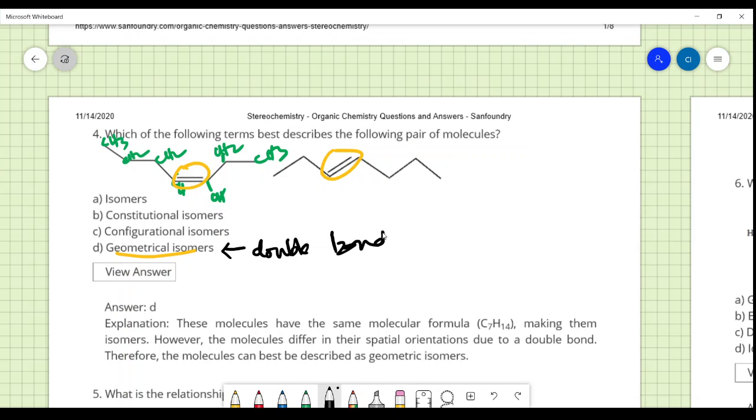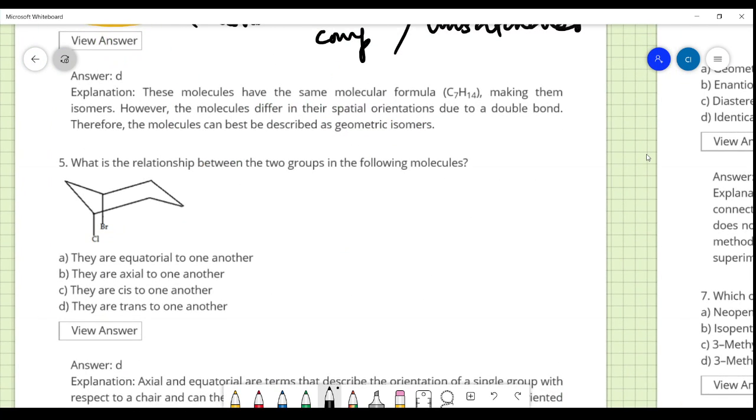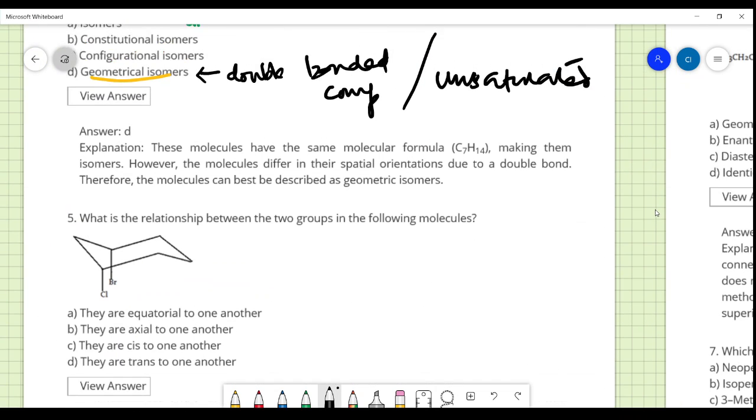Okay, that is the answer, double bonded compounds. Or you can even call them unsaturated compounds. So the next question is: what is the relationship between the two groups in the following molecule?